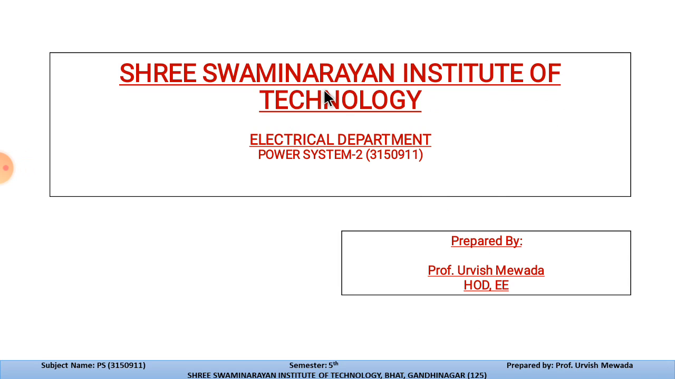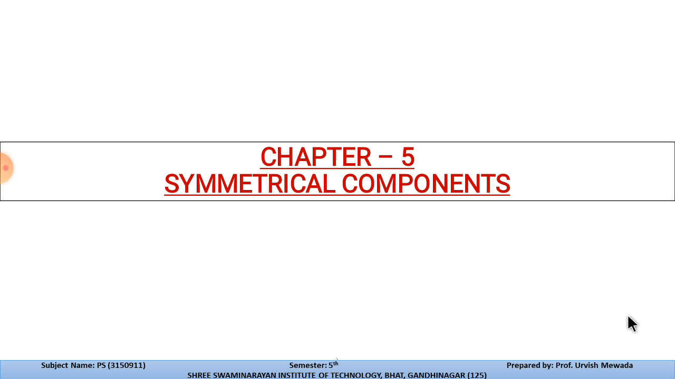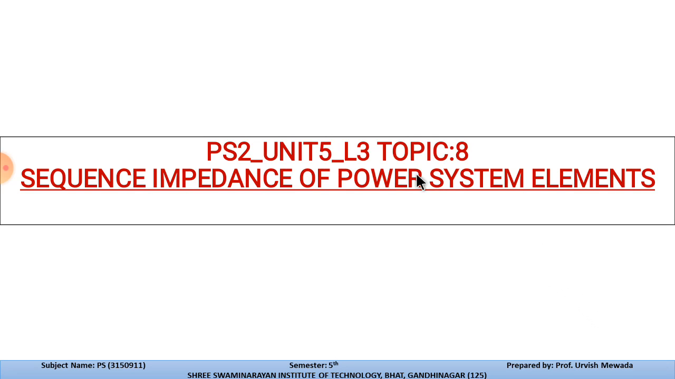I am the subject matter expert of Power System 2, which is in the 5th semester Electrical Engineering, GTU. The subject code of this subject is 3150911. Students, we are currently discussing chapter number 5, that is symmetrical components, and this is our lecture number 3.